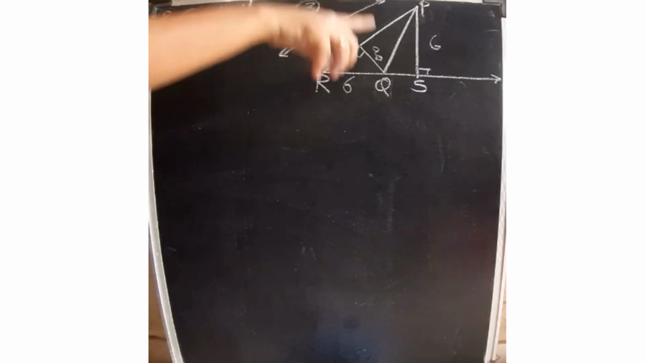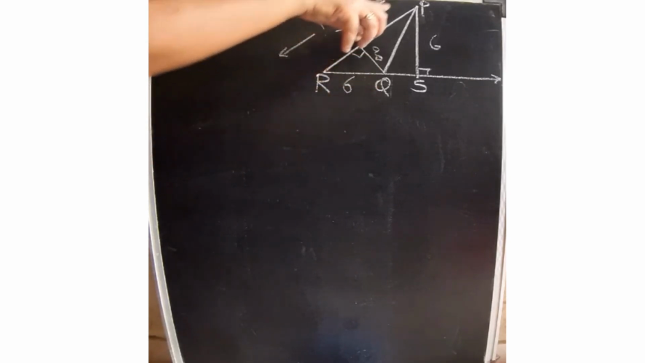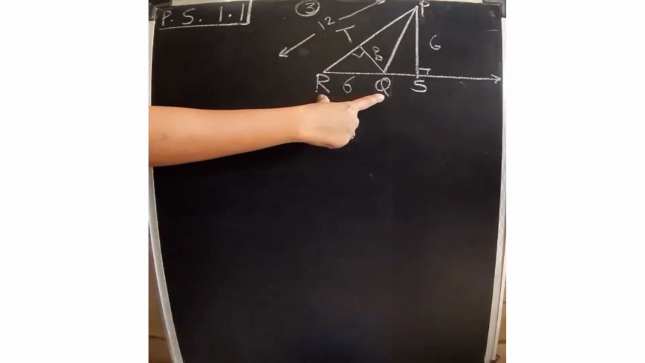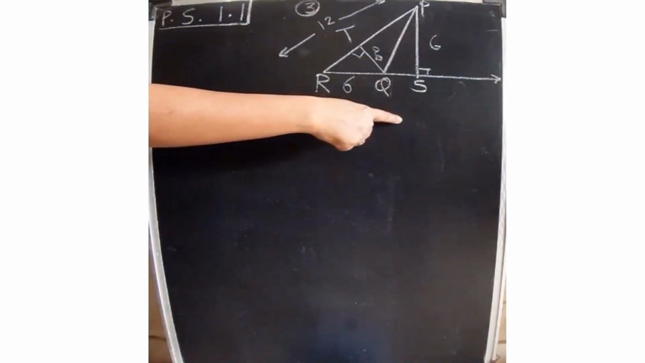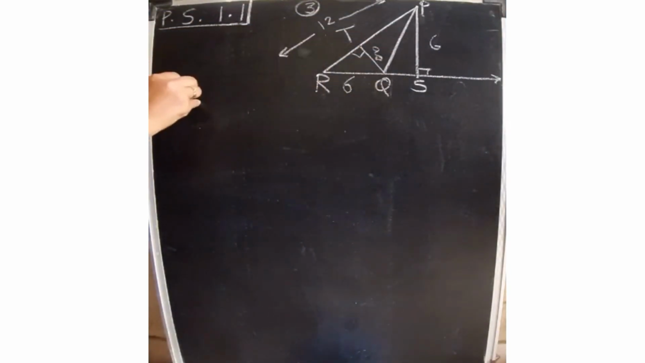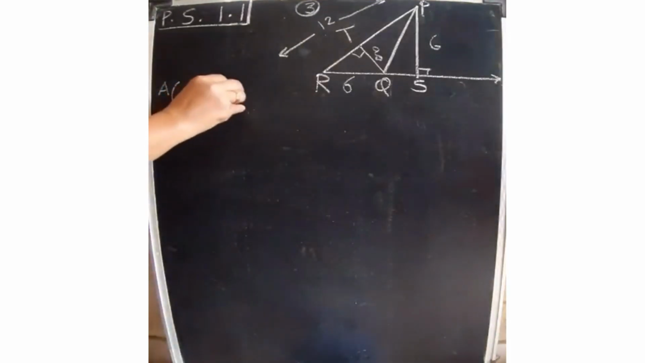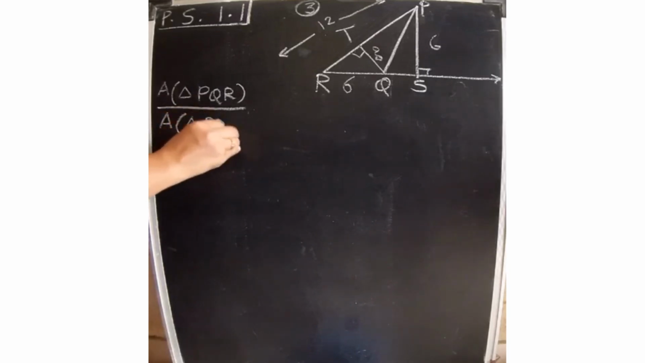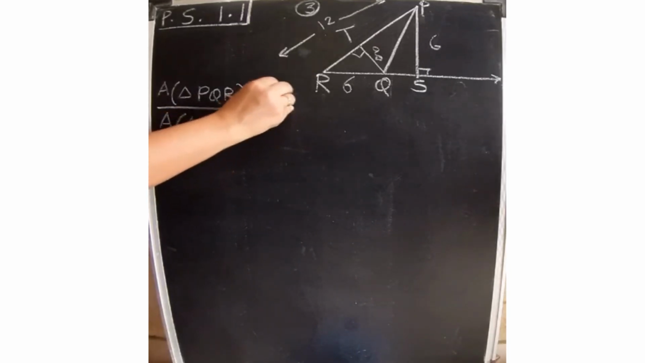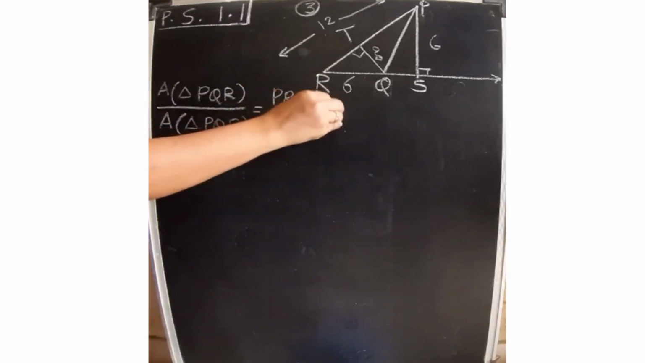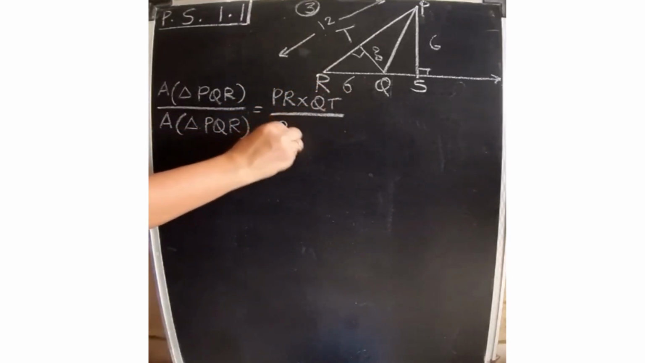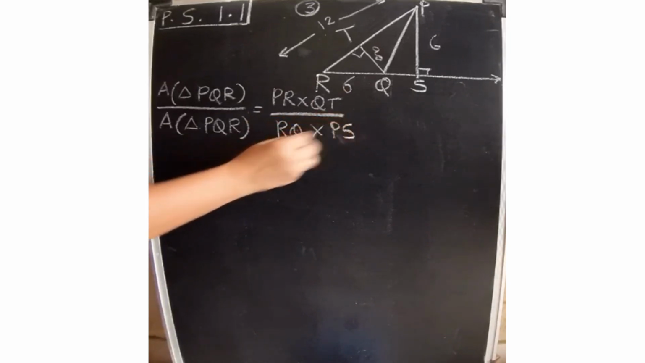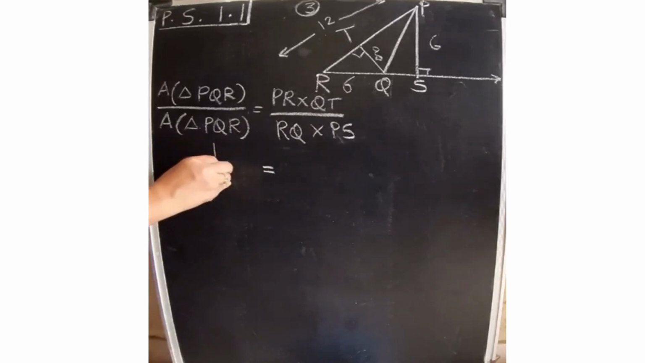Now if you are observing the diagram, PQR is a triangle which is having two bases and two heights. So PR, QT and RQ, PS. So area of triangle PQR upon area of triangle PQR, because height and base for PQR is given. So we are writing area of triangle PQR upon area of triangle PQR. So first base and height, that is PR into QT, and second RQ into PS. Substitute the values.